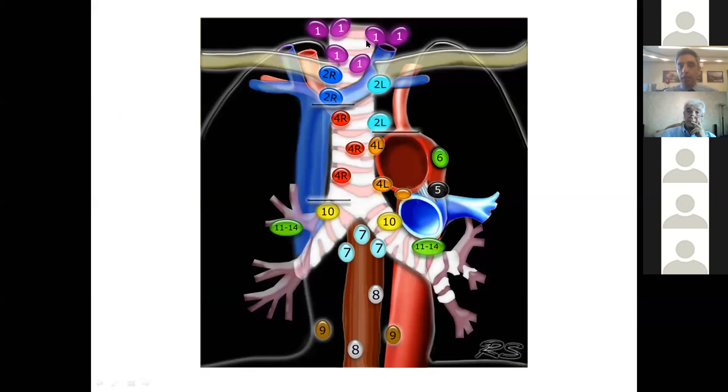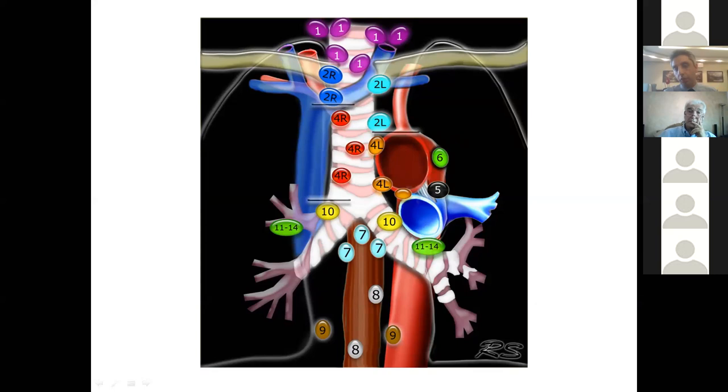Now, as you see, most of these lymph nodes are very close to the airways, and I can get all of these lymph nodes, including 8 and 9, through the esophagus. The only lymph node stations that I cannot get are 5 and 6, because you have the aorta and the pulmonary artery in between my airway and these lymph nodes.